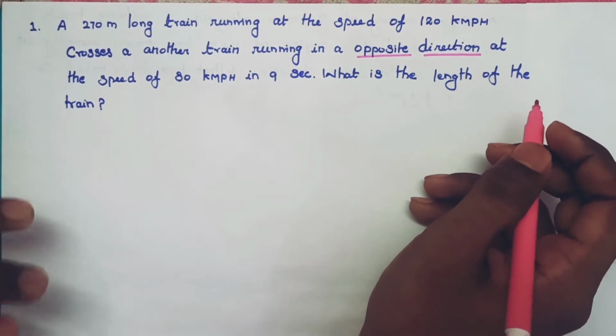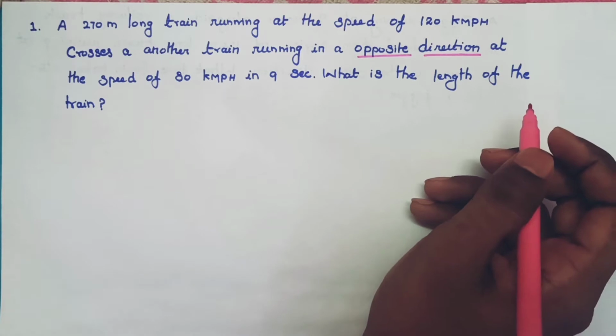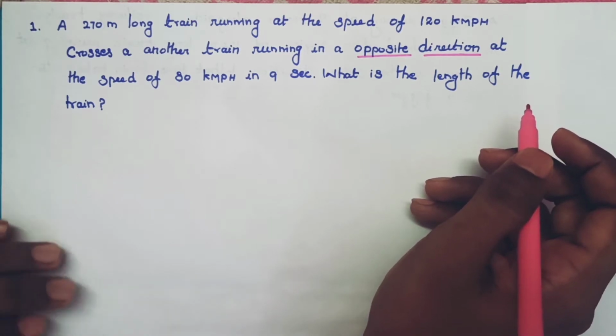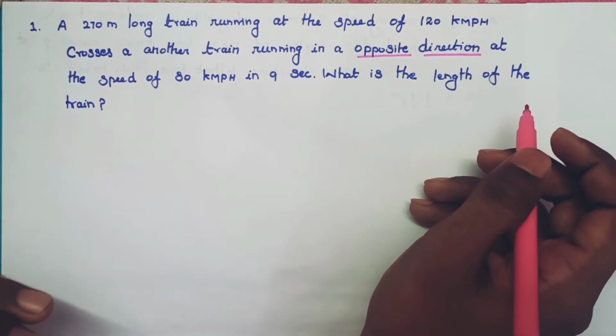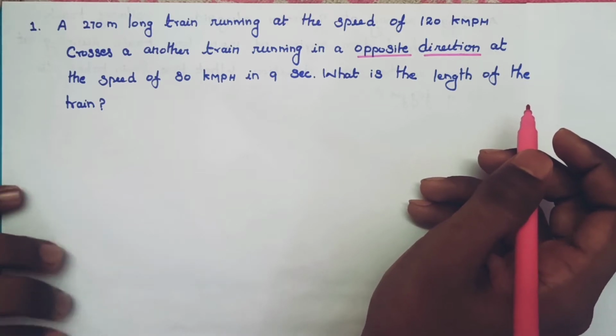First, let me check the conditions under theory of relativity. In theory of relativity, both the objects must be moving. From this question, one train is running in one direction, the other train running in the opposite direction. So obviously both the trains are moving, that we can understand from this question. So obviously, it comes under the theory of relativity.